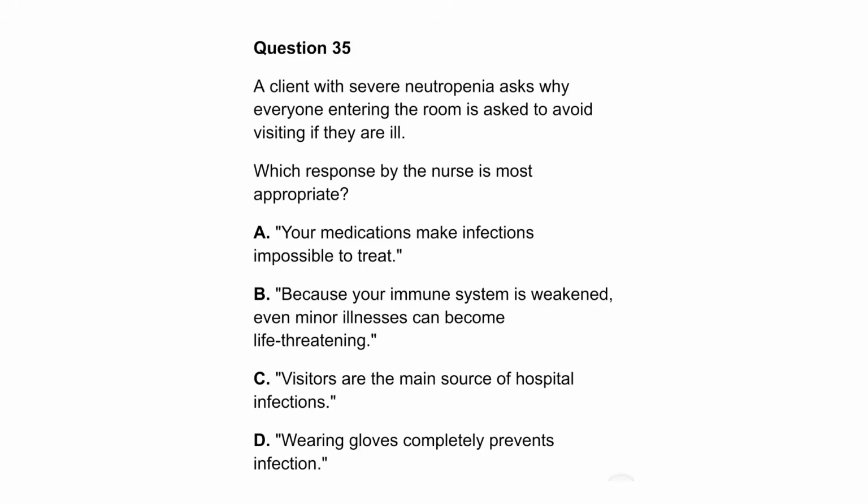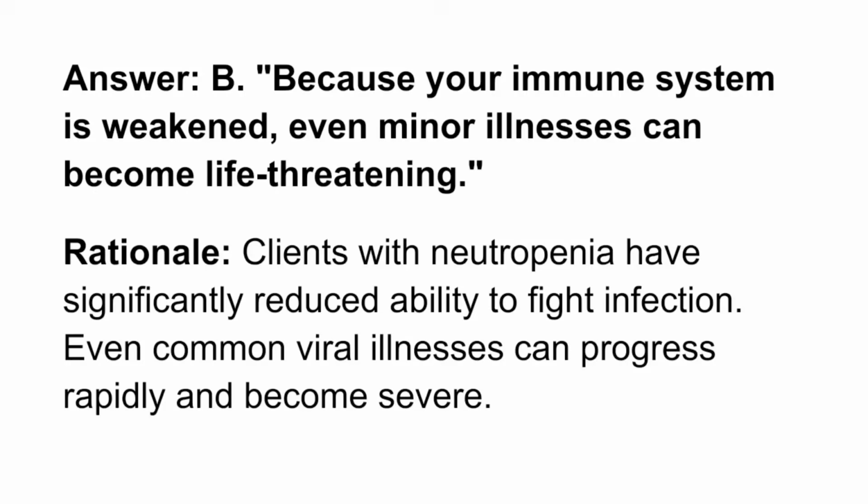A. Your medications make infections impossible to treat. B. Because your immune system is weakened, even minor illnesses can become life-threatening. C. Visitors are the main source of hospital infections. D. Wearing gloves completely prevents infection. Answer. B. Because your immune system is weakened, even minor illnesses can become life-threatening. Rationale. Clients with neutropenia have significantly reduced ability to fight infection. Even common viral illnesses can progress rapidly and become severe.